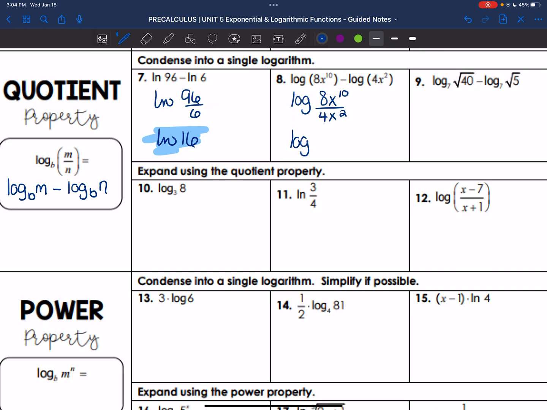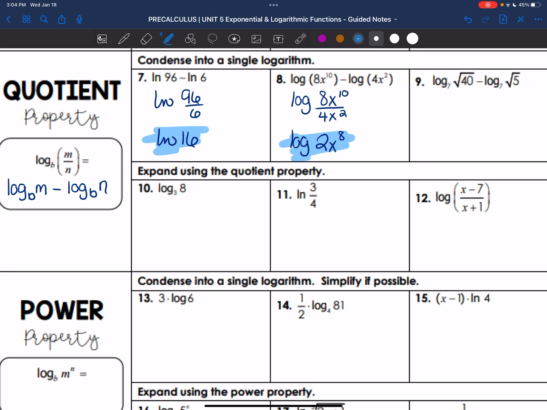Well, 8 divided by 4 is 2. And then we subtract the powers here when we are dividing. So that would be x to the 8th power. That is much more condensed than it was at the start.